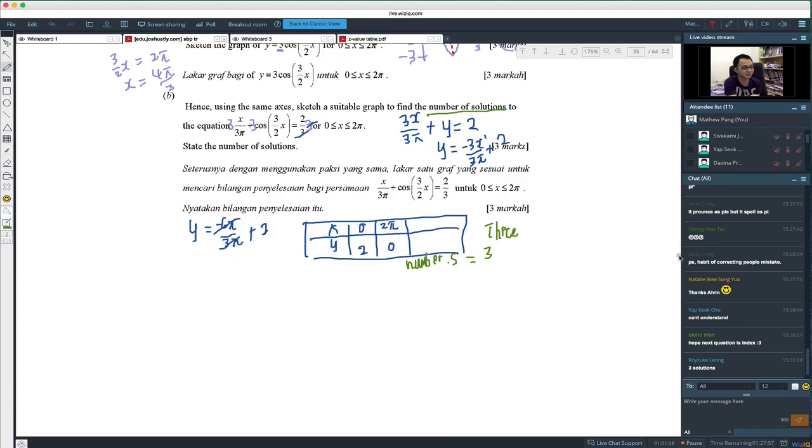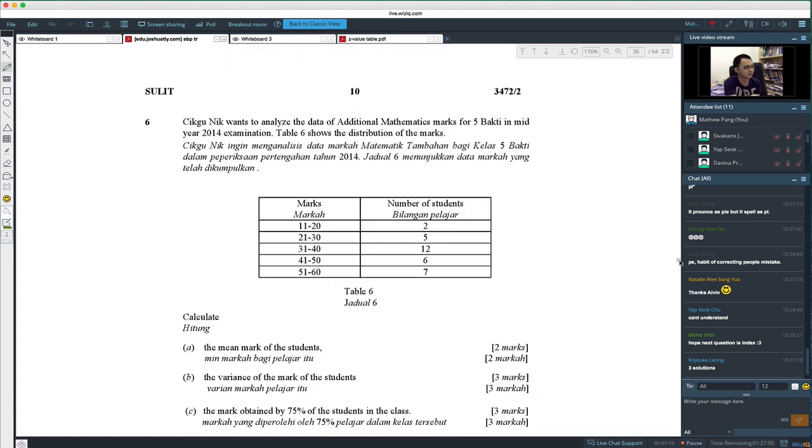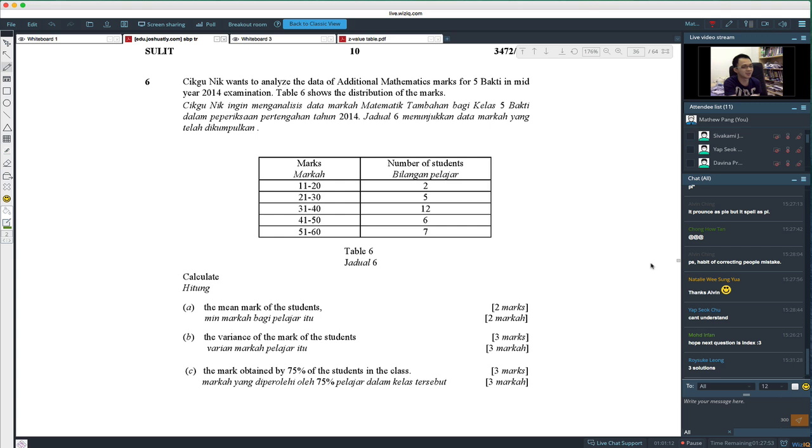Okay, number 6 will be statistics. So technique 1 to analyze the data of an exam mark for 5 classes in the mid-year 2014 examination. So you will have table 6 showing the distribution of the marks. So this is a table.